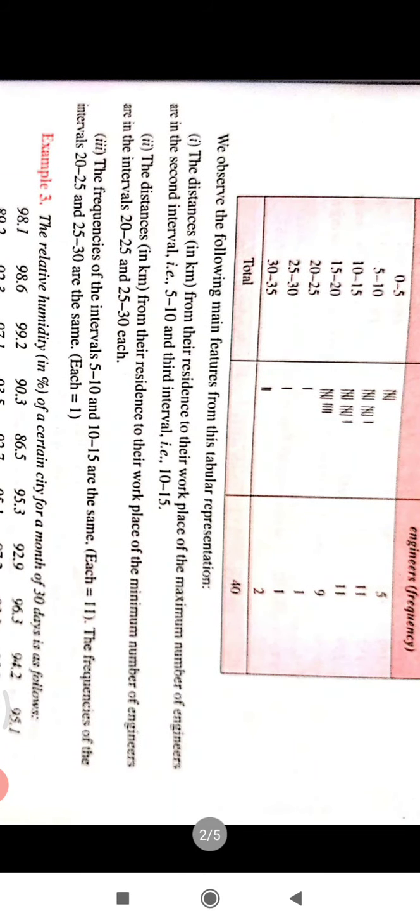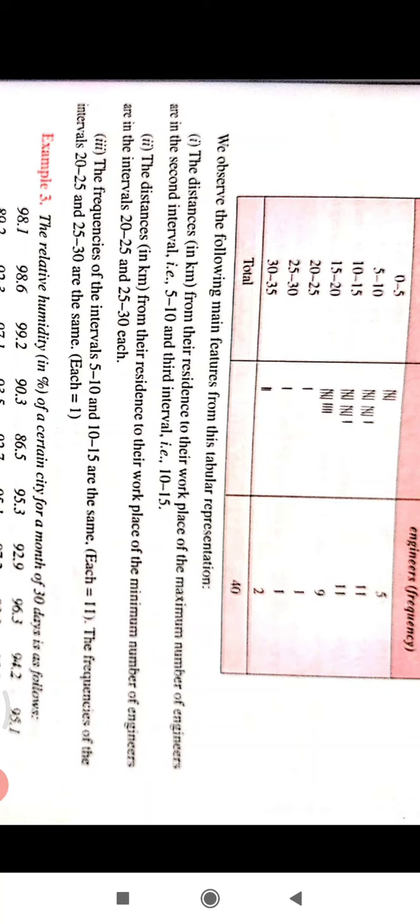Okay, so now we observe the following main features from the tabular representation. The distance from their residence to their workplace of the maximum number of engineers is in the second interval, that is 5 to 10, that is 11, and the third interval, 10 to 15. We can say it interval or class. This is not 5 minus 10, 10 minus 15. It is class interval, that is 5 to 10, 10 to 15, 15 to 20. In this way we can say.